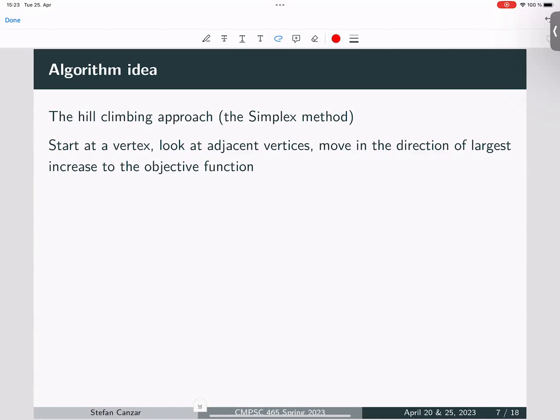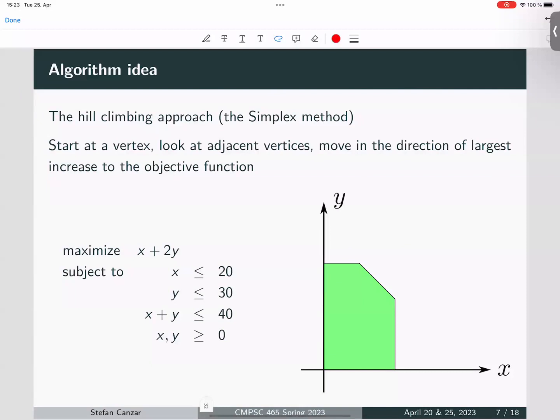Adjacent in the sense that they are connected through an edge, as in the previous example. So we're thinking about this again in 2 dimensions. And then we simply jump to the next vertex that has the largest increase in the objective value. Okay, so here's an example. Here's our LP again with our feasible region in green. And let's say that we start here at the origin. This is clearly a vertex of our polytope. It has coordinates 0, 0, and if you plug 0, 0 into our objective, you will see that the score here is 0. Not surprising. So the value is 0.